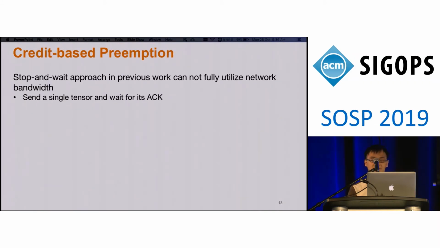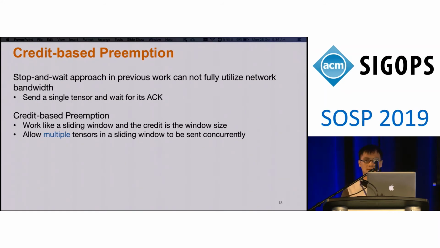To realize preemption, previous work like TicTac and P3 adopt a stop-and-wait approach. That is, they send a tensor, wait for its reply, and then send the next. This approach cannot fully utilize network bandwidth. So our approach is credit-based preemption. It works like a sliding window, and the credit size is the window size. So instead of sending one tensor, we allow multiple tensors in a sliding window to be sent concurrently.